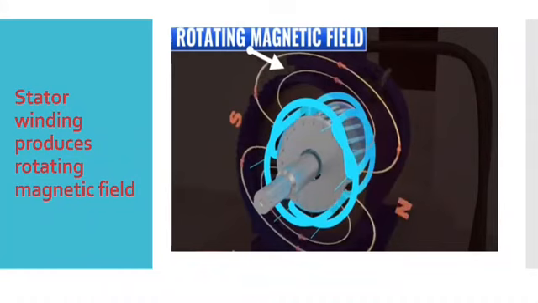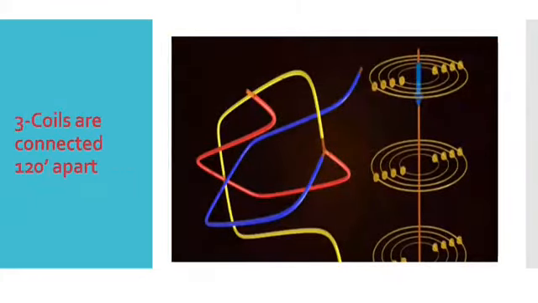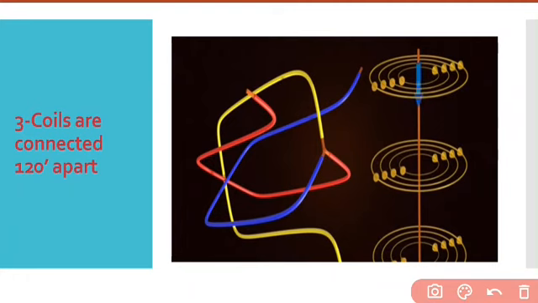To understand how the rotating magnetic field is generated, we simplified the stator winding. Here, 3 coils are connected 120 degrees apart. We can see that there is coil number 1, coil number 2, and coil number 3. So the 3 coils are connected 120 degrees apart.